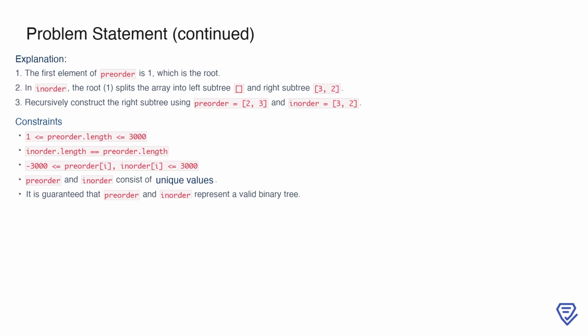The construction process begins by identifying the root, which is the first element of preorder, 1. In the inorder array, 1 splits the sequence into an empty left subtree and a right subtree, 3, 2. Recursively, the right subtree is built using preorder equals 2, 3, and inorder equals 3, 2. This recursive approach ensures that the tree is constructed correctly based on the traversal orders. The constraints for the problem guarantee that the arrays are valid and the tree will always be uniquely determined.